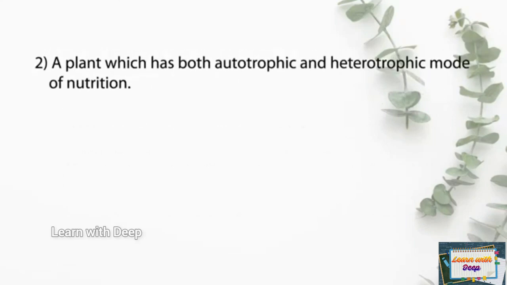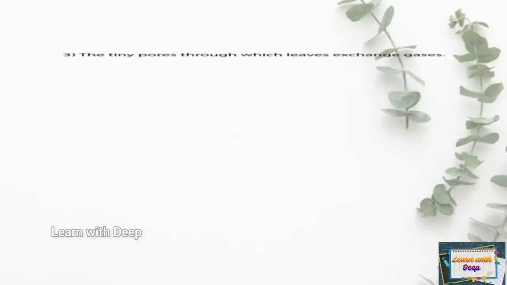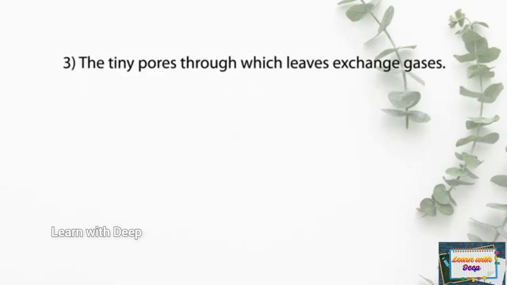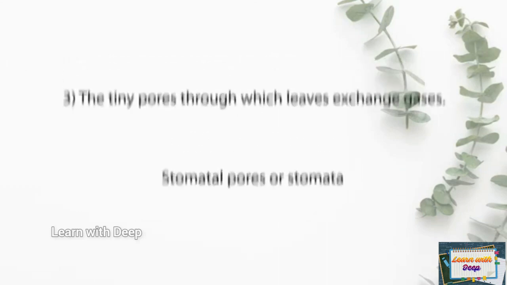A plant which has both autotrophic and heterotrophic mode of nutrition. What do we call such a plant? Such a plant is called the pitcher plant. The tiny pores through which leaves exchange gases. What do we call them? We call them stomatal pores or stomata.